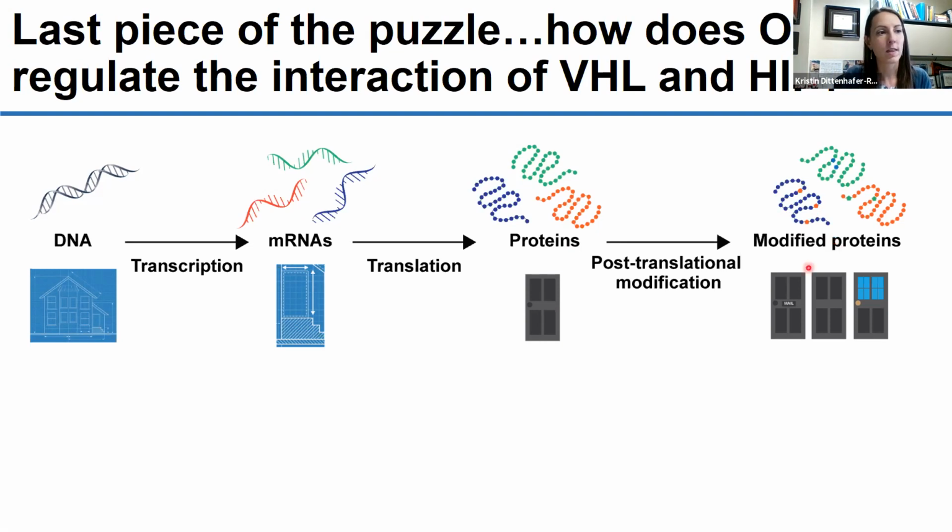And so we can think about it in the door context: we have this door, but we could add a mail slot, right? And that changes the function of the door. We could take away the doorknob. We could add windows. We could change its color, right? We can do subtle things to our proteins that then change their function. And so the last discovery was of a post-translational modification that controls the interaction of VHL and HIF. And this post-translational modification is called prolyl hydroxylation.